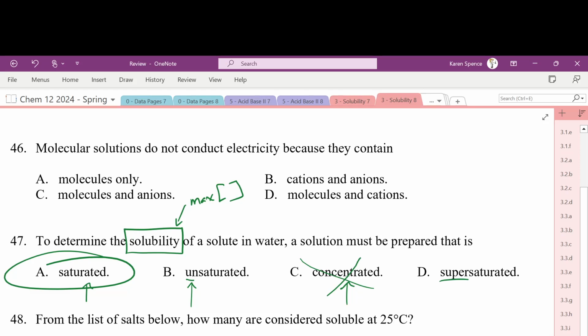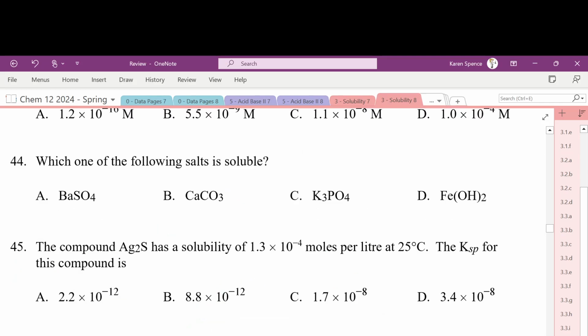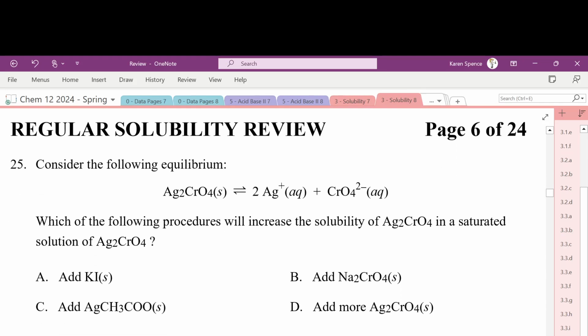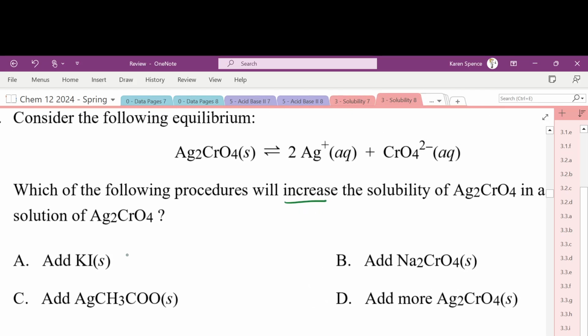Yes. 25. Which of the following will increase the solubility of Ag2CrO4? All right, so if we are adding KI, which of those two ions is important? Is it the K or is it the I? It's going to be the I because K is soluble with everything. Does I react with either the Ag plus or the CrO4? And you can look and see, does I react?